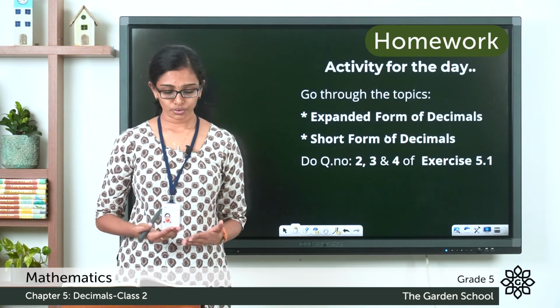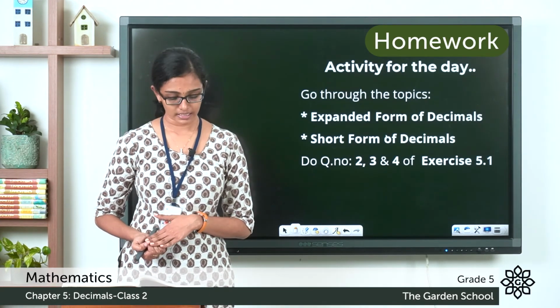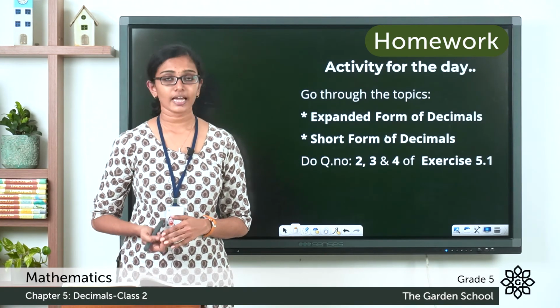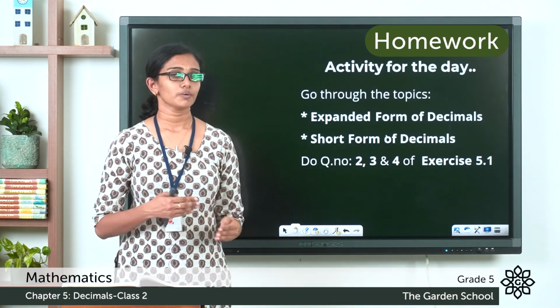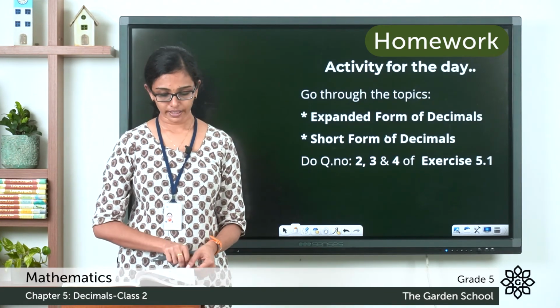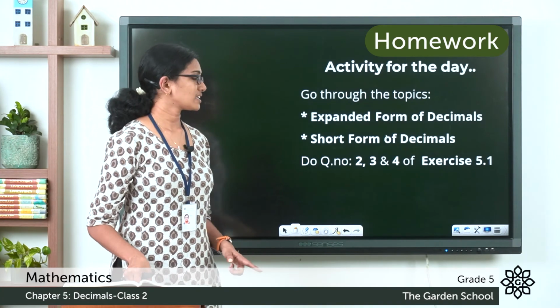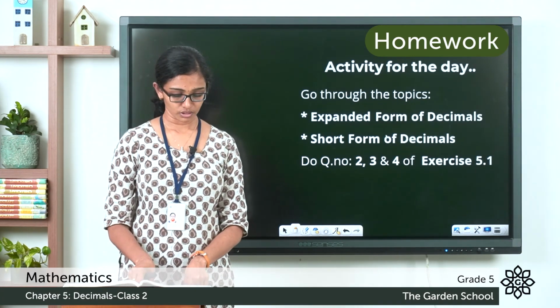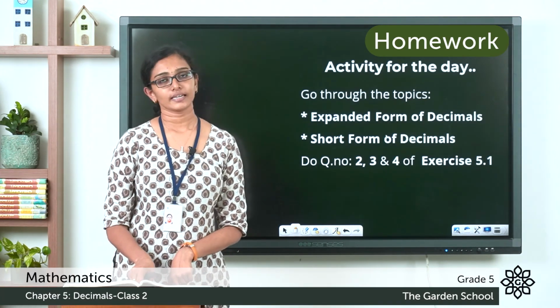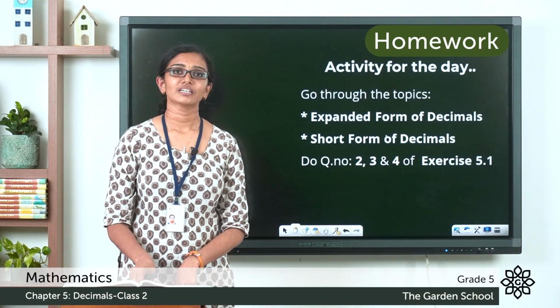Now you have to go through the topic expanded form of decimals and short form of decimals, which is on page numbers 80 and 81 of your textbook. Please go through the same. Then move on to exercise 5.1, which is on page number 82. You have to complete question numbers 2, 3 and 4. Clear? Once you are done with that, please do take a picture and send it to us through Teams.